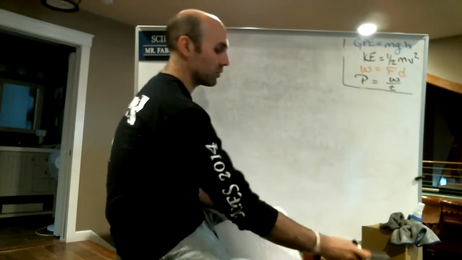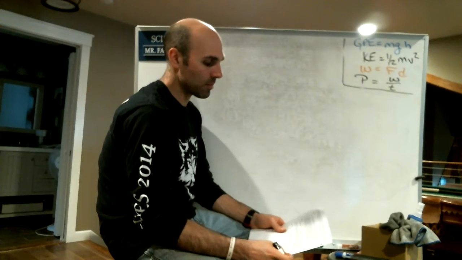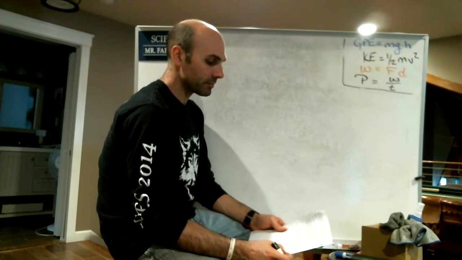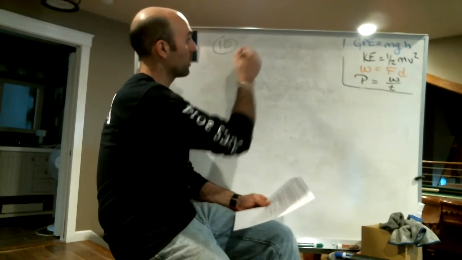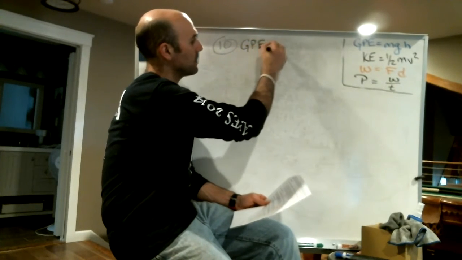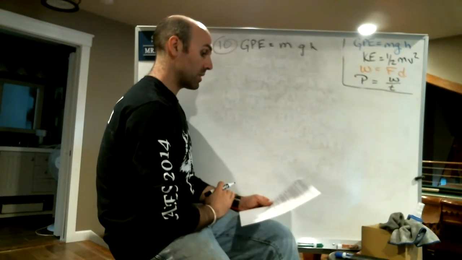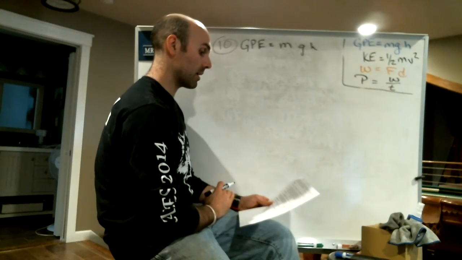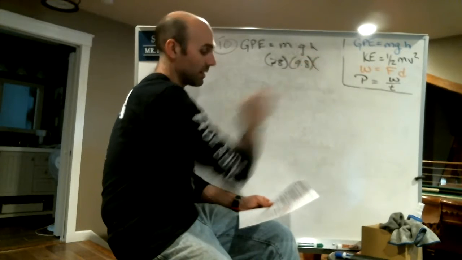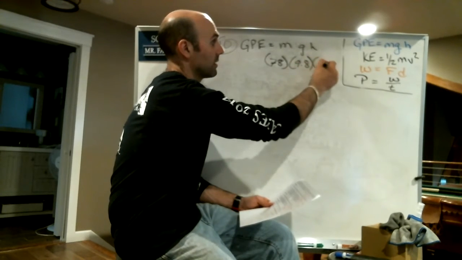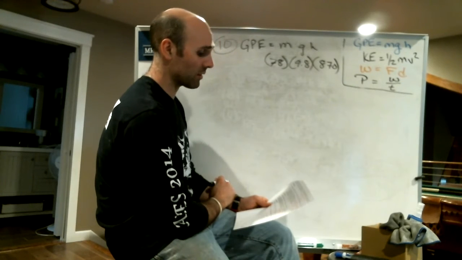Now let's move on to question number 10. Oh boy, same type of problem. Only this is dealing with GPE. So question number 10. We know that the GPE equals mgh. Thank goodness there's no squares or halves. We know that the mass is 78, 9.8, and the height is 870.